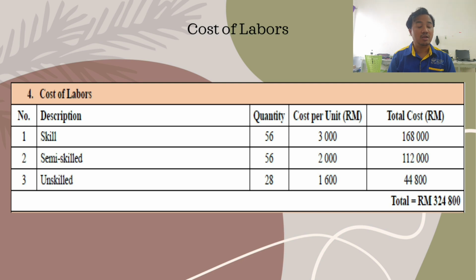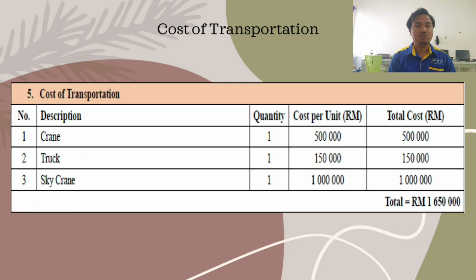Lastly is the unskilled people, only 28 people needed. So cost per person is 1,600, and the total cost of it is 44,800. So the overall cost of labour is 324,800. For the cost of transportation, what is needed is a crane.